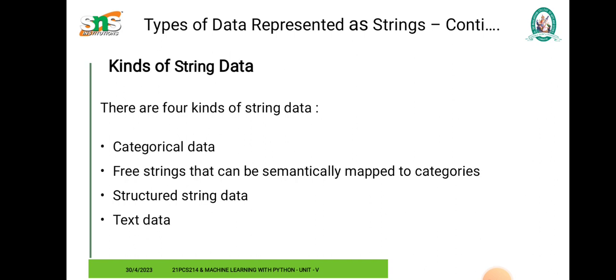So here in machine learning, we can represent data as a string, and it consists of different types. That is, it consists of 4 different types. They are categorical data, free strings that can be semantically mapped to categories, structured string data, and text data. So let us see one by one now.